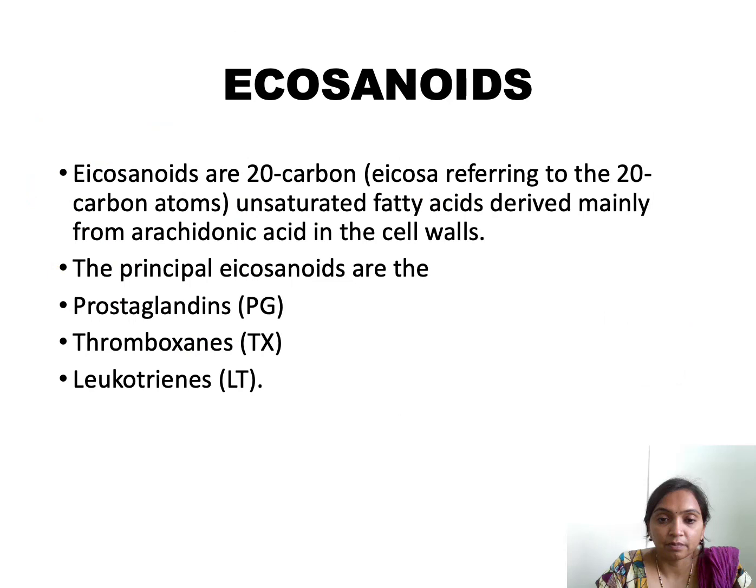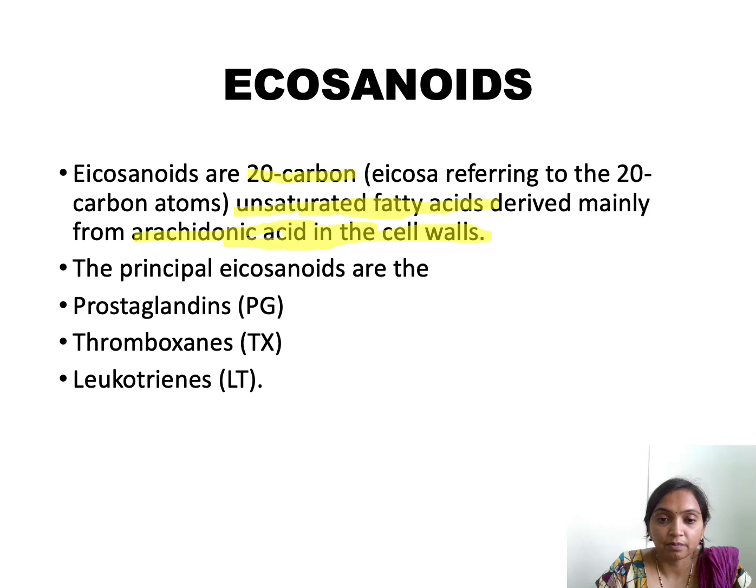So we are moving on to the next autacoid, which will belong to the eicosanoid group. Eicosanoids are substances which contain 20 carbon atoms, unsaturated fatty acid derivatives, which are mainly obtained from arachidonic acid in the cell wall. So the principal eicosanoids are prostaglandins, thromboxanes, and leukotrienes.